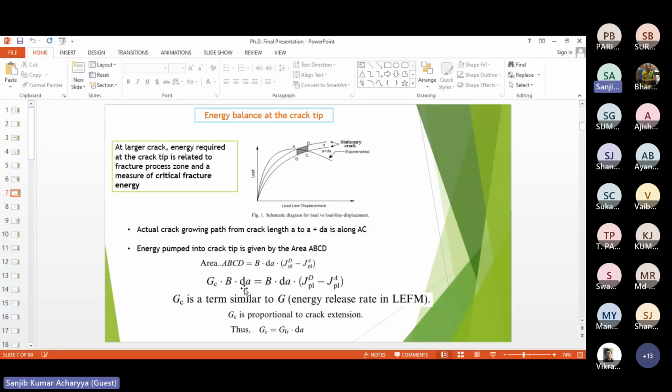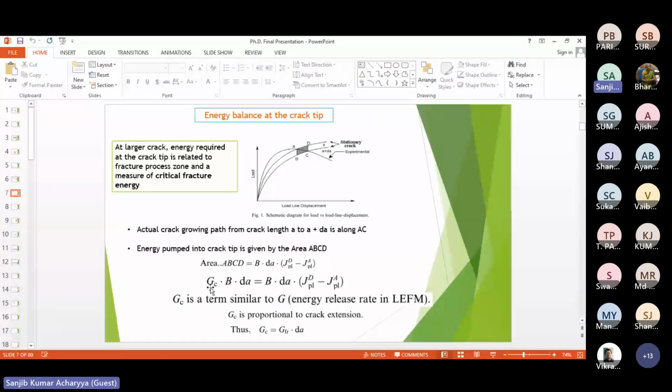Gc into B into dA is equal to the area enclosed by the quadrilateral ABCD, where Gc is equivalent to an energy release rate, like Griffith's energy release rate in ADFM. Now, Gc can be calculated if we can calculate this area. To calculate this area, we require two simulated curves of crack length A and A plus dA, which are of course stationary cracks, and the experimental curve. If we obtain this, then we can evaluate the area ABCD and equate it to Gc into B into dA, from which Gc can be calculated.